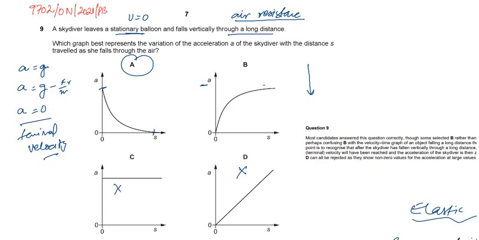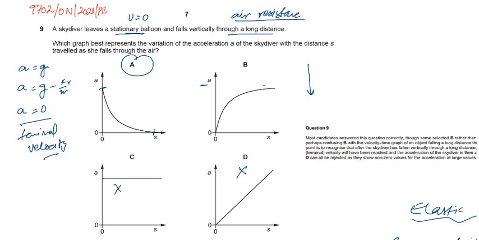9702 October November 2021, paper 1, variant 3, question number 9. So again, it's a question from general physics, where dynamics is a part, and especially it is covered by the graph. A skydiver leaves a stationary balloon and falls vertically through a long distance.